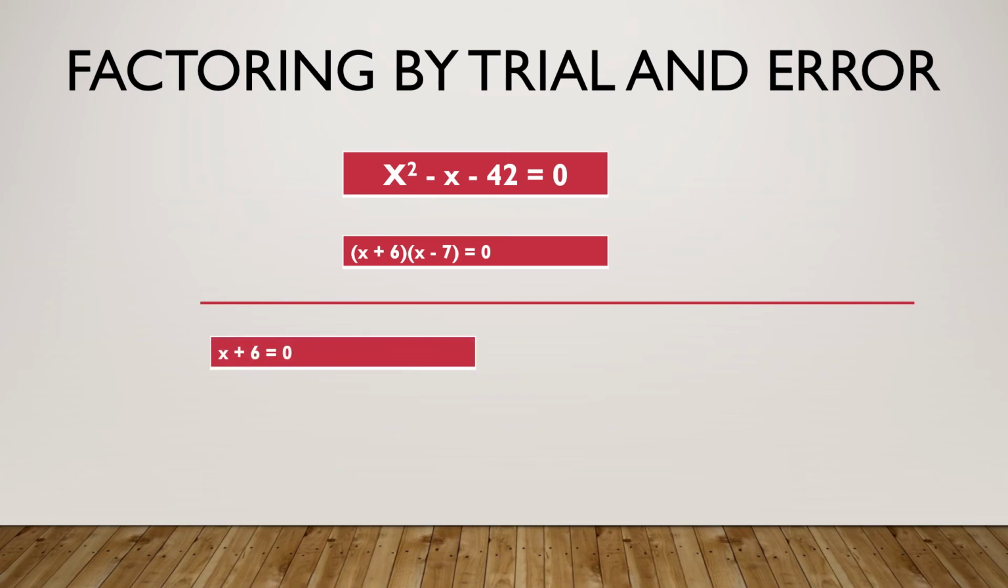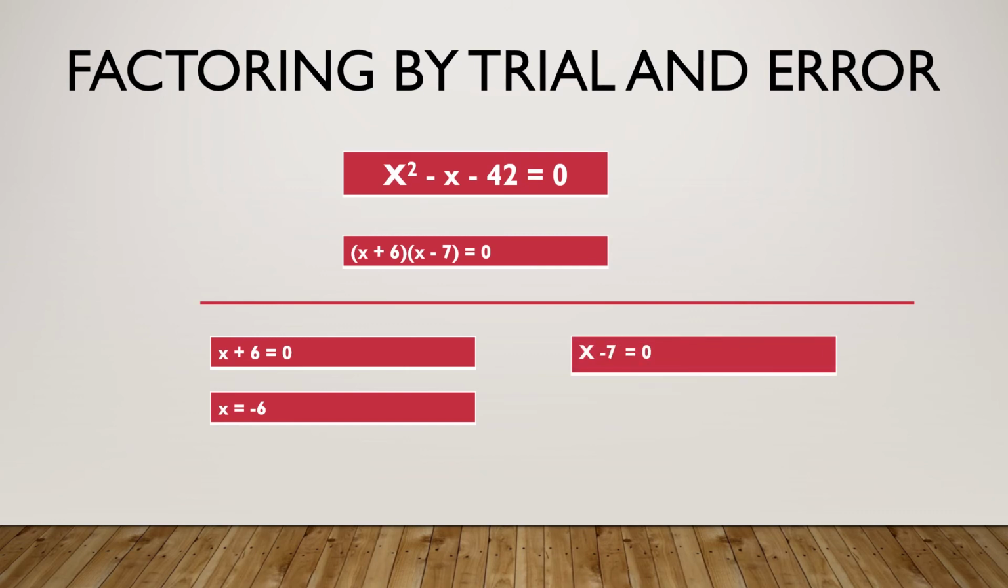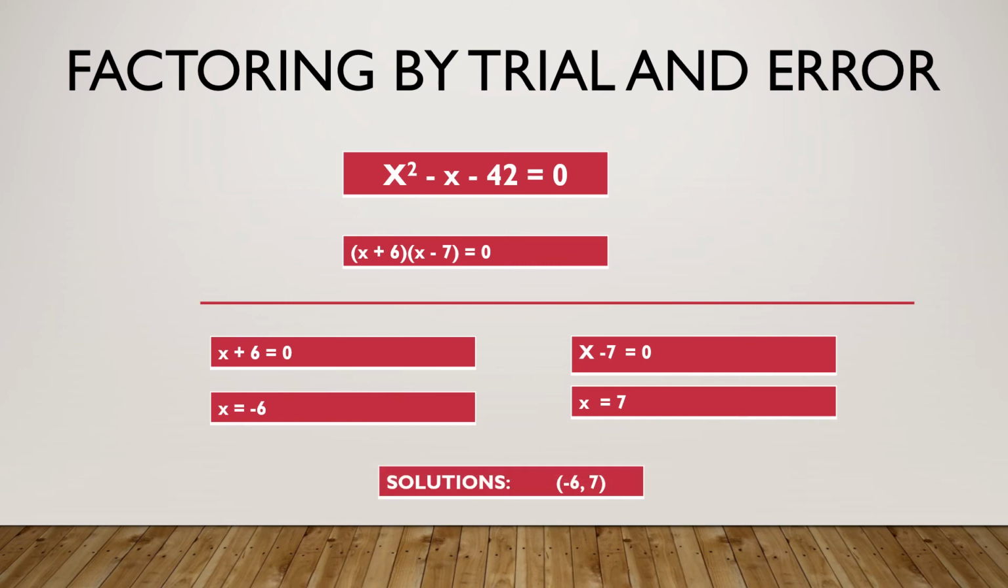So the first factor, x plus 6, then equate this one to 0. So you have x plus 6 equals 0. Then solve for x, the result is negative 6. The second factor, x minus 7, then equate this one to 0. So the value of x is positive 7, transpose negative 7 to the right. So the solutions for this given quadratic equation are negative 6 and positive 7.